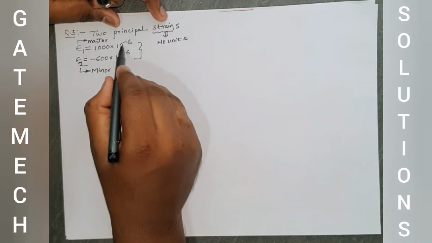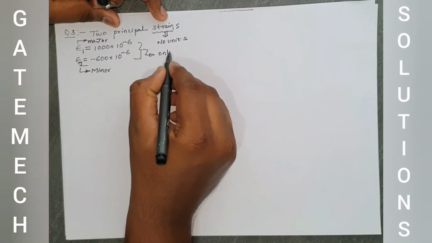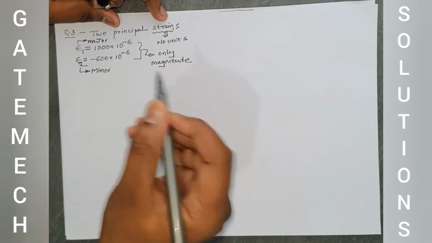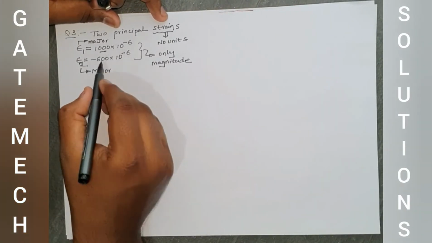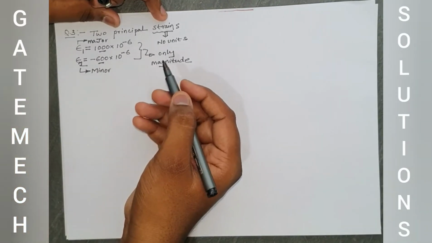To predict which one is the major principal strain and which one is the minor principal strain, we just need to look at only magnitude. We should not compare with the signs. We need to look at only magnitudes. Here 1000 is more than 600. This is the reason why this is a major principal strain and this one is a minor principal strain.